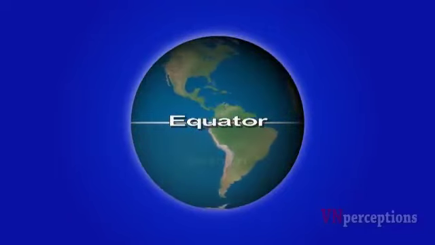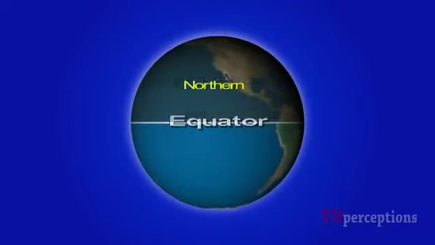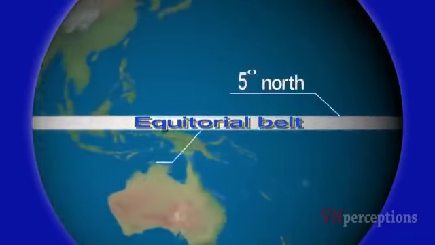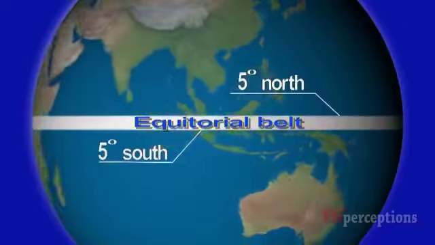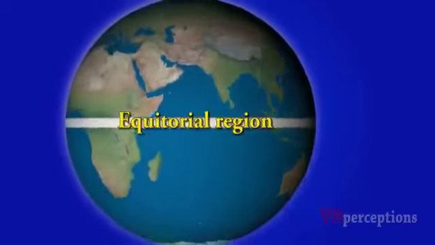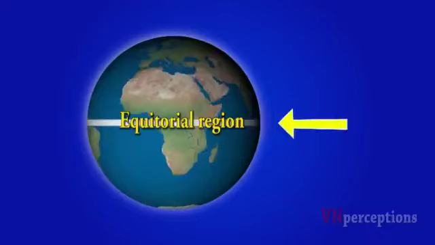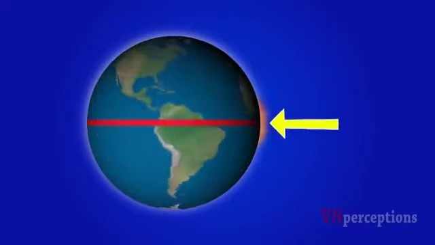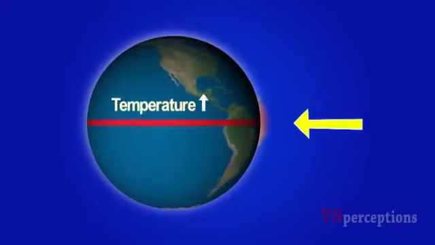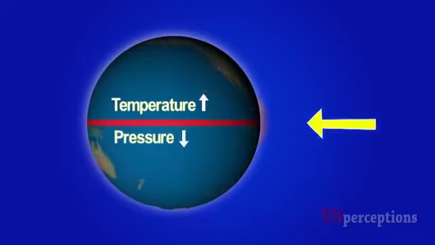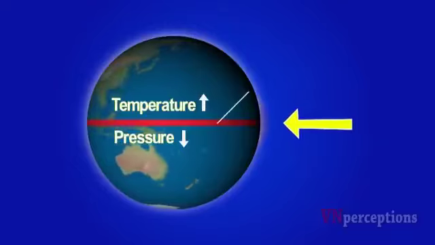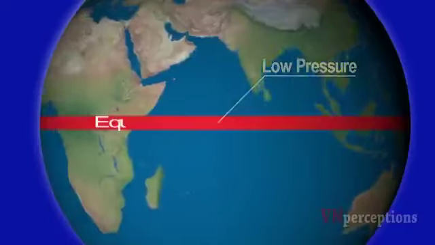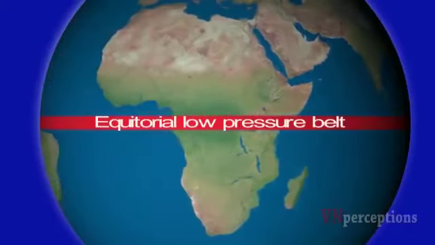The Equator divides the globe into the southern hemisphere and the northern hemisphere, and the equatorial belt extends up to 5 degrees north and 5 degrees south. The equatorial region receives nearly vertical rays of the sun, and this heats up the air near the equator. When temperature increases, pressure decreases. So, along the equator we have low pressure, and we call this region the equatorial low pressure belt.